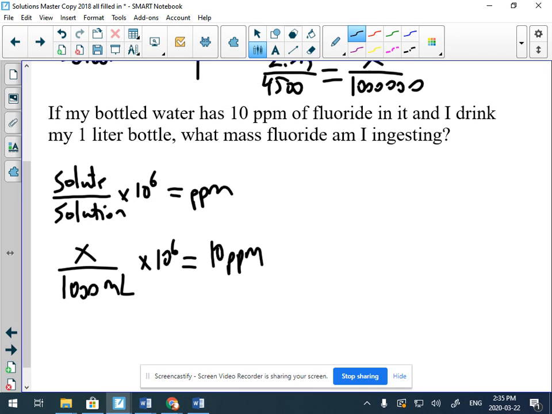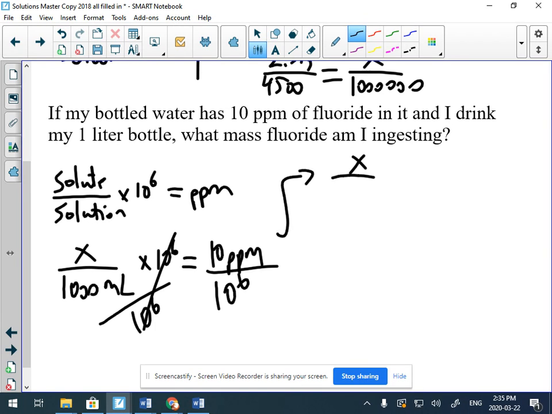Perfect. So let's divide both sides by 1 million. Okay, I'm going to run out of room. That is X over 1,000 milliliters is equal to, oh man, what's 10 divided by a million? That's a very small number. 1 times 10 to the minus 5.